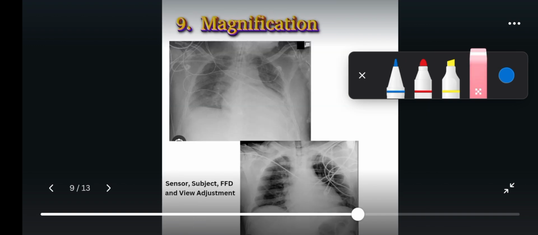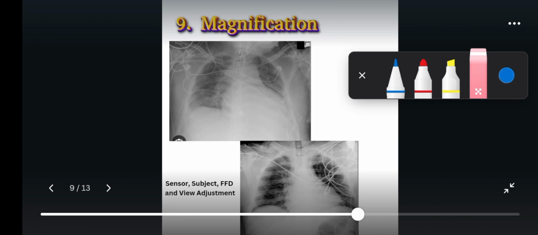The ninth factor, which is magnification. This has to do with the relationship between the sensor, what we use to capture the image, the subject, that is the patient, and the FFD. And of course, the view we use or we obtain. Now, normally PA, AP view, and PA will give us a good representation of the sizes of structures of at least the heart, because the heart is closer to the sensor than in an AP view.